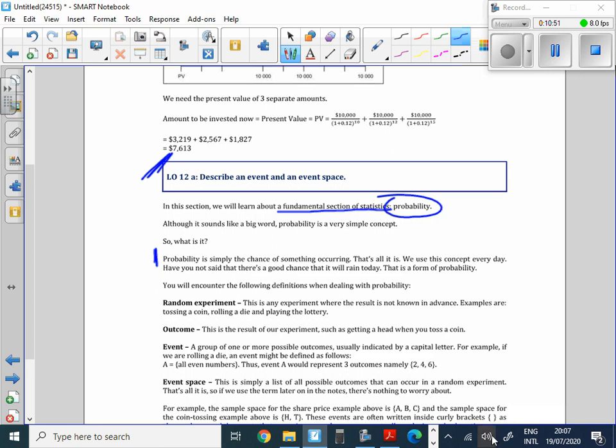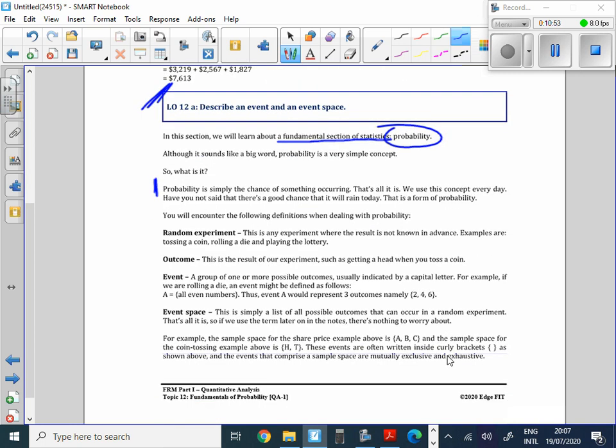Okay, we move down to some of the definitions which are important. A random experiment, and how do you know that it's random? It's an experiment, and it's random because we don't know the result in advance. Tossing a coin, rolling a dice, playing the lottery, anything like that will be called a random experiment. Outcome is the result of the random experiment. Event, an event is a group of one or more possible outcomes.